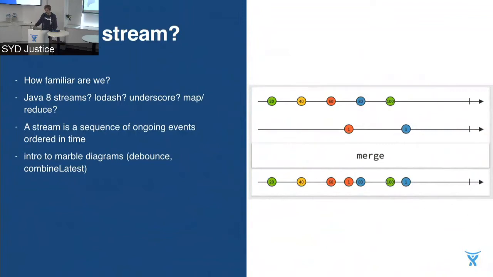But yeah, the official definition of a stream in this sense is a sequence of ongoing events ordered in time. And the time part, again, is really crucial, and it's going to keep coming up again and again. It's one of the core things that you'll be dealing with when you're programming with streams. And so this is a good opportunity to segue into what I think is a very useful visualization of operating on streams. And this is called a marble diagram.